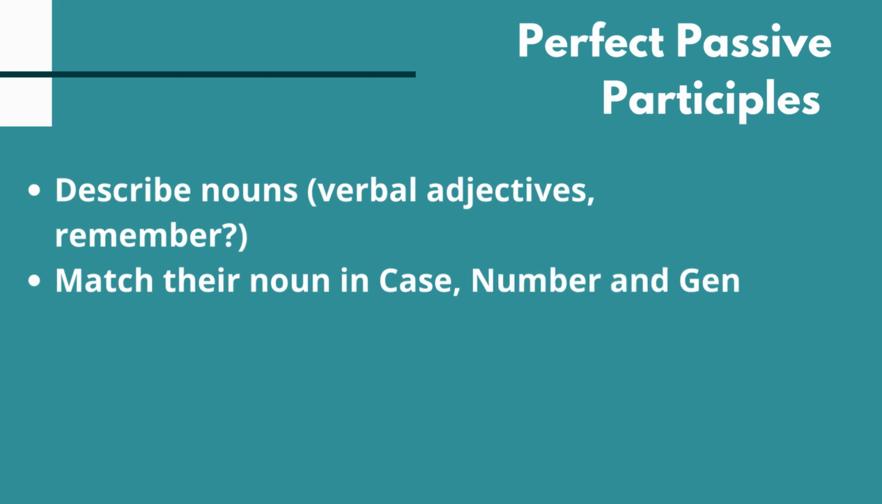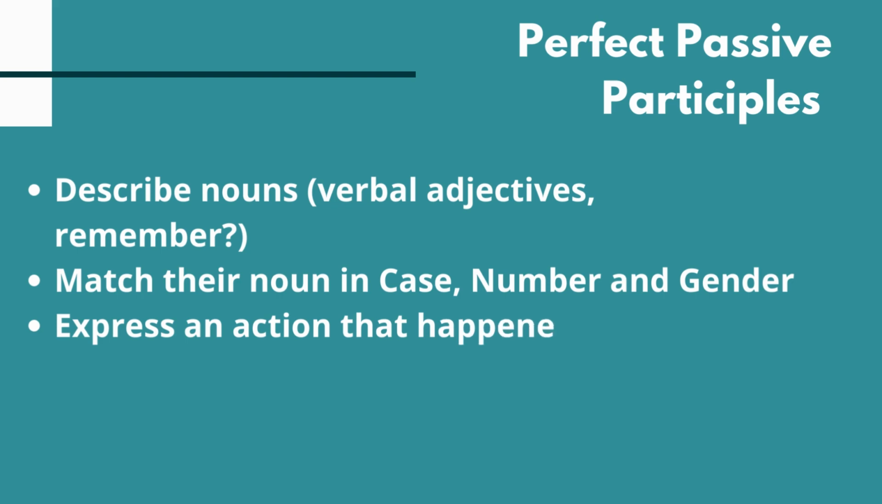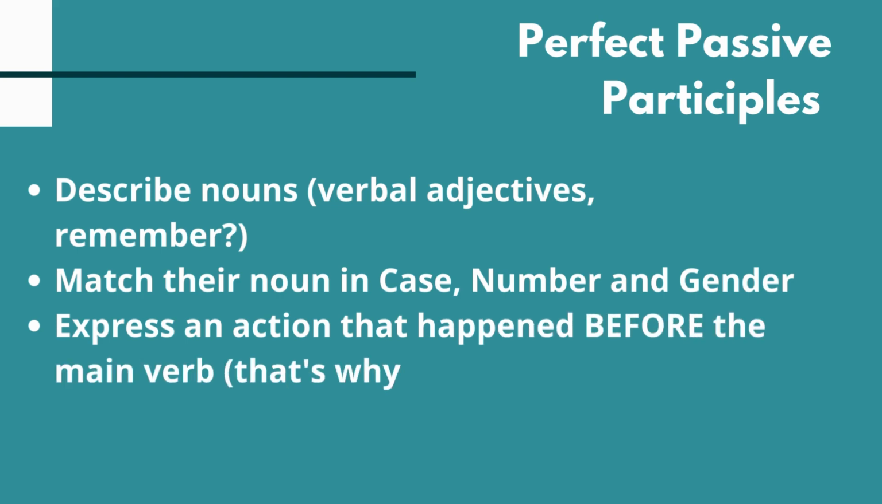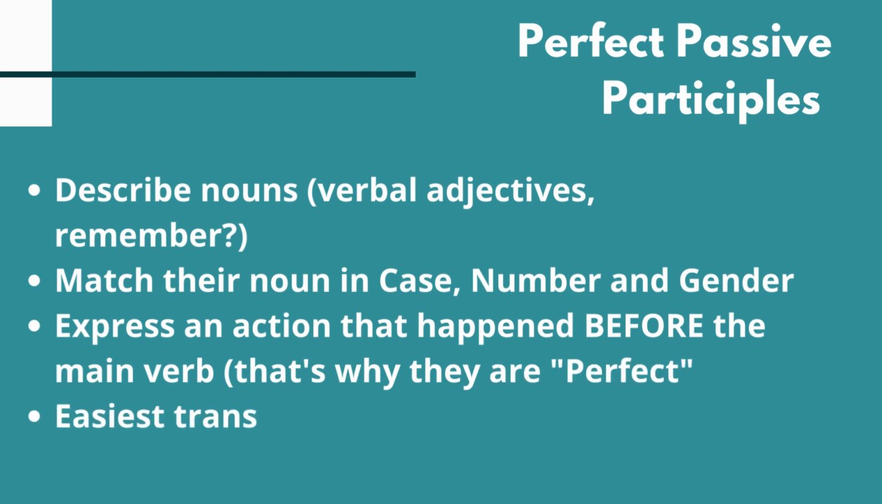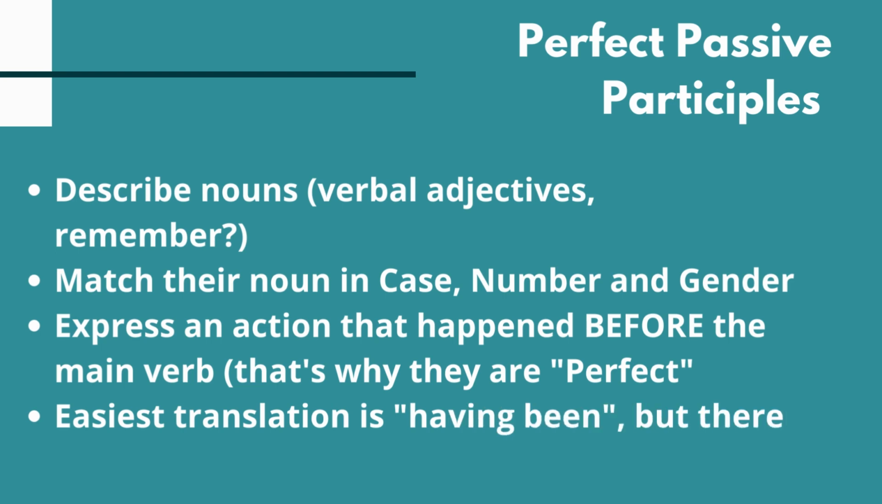The reason they're called perfect passive participles is because they're expressing an action that happened before the main part of the verb, right? That's why we call them perfect. The easiest translation is having been. There's a couple other ways to do it, but in general, you would say things like having been closed, right? So if you think back to that example I gave you at the beginning, the closed door, what I'm really saying is the door having been closed, right? That's another way to say it. Having been usually gets you in the right place in terms of how to translate it, but there's other ways to do it too that we'll look at.